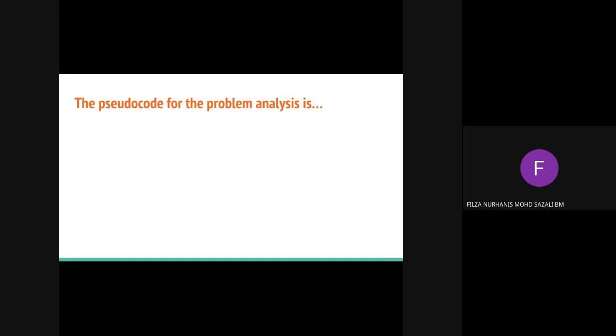So, the pseudocode for this problem analysis should be like this. Tak kisahlah begin ke, start ke, tak kisah. Also, input ke, read ke, output ke, print ke, tak kisah. As long as this one process ni should be clear lah. Okay, calculate distance equals to speed times time, ataupun you can just tulis distance equals to speed times time. Okay? Boleh? Boleh, Miss. Alright. Okay, good job. Right, next.